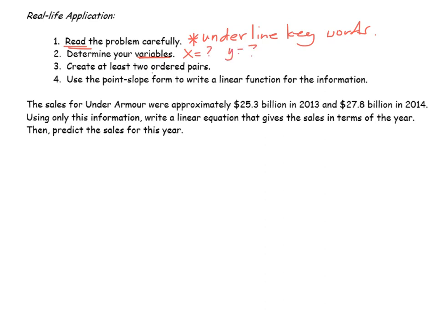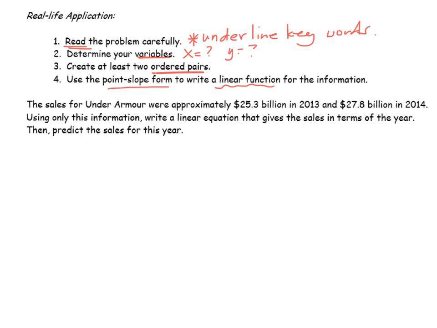Create at least 2 ordered pairs that represent inputs and outputs for the word problem. And then use those 2 ordered pairs and point slope form to write your linear function for the information. All right, so let's take a look at our first word problem. We'll just do one in the video and we'll do the other one in class.